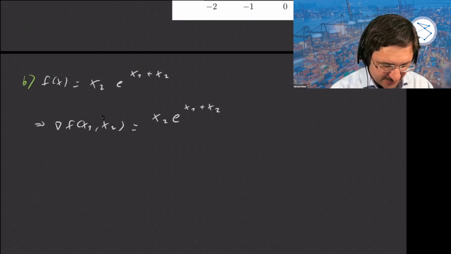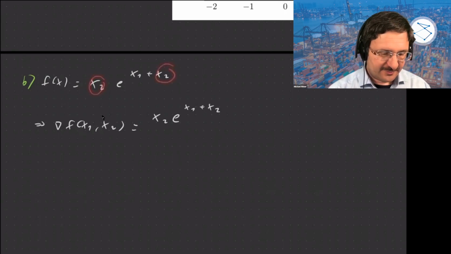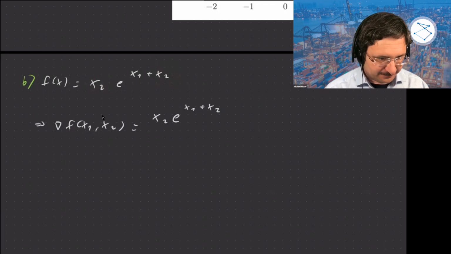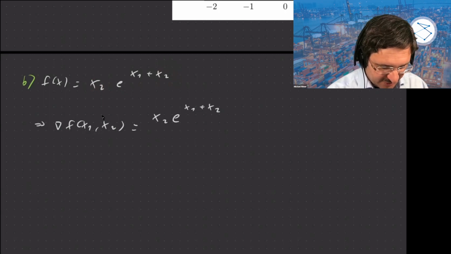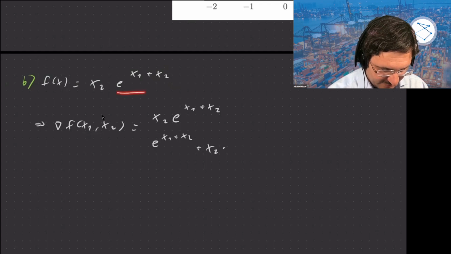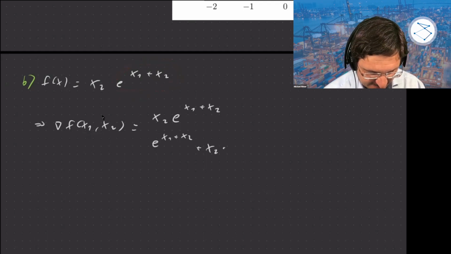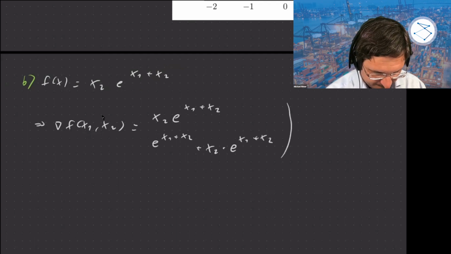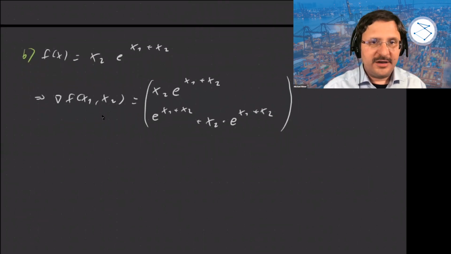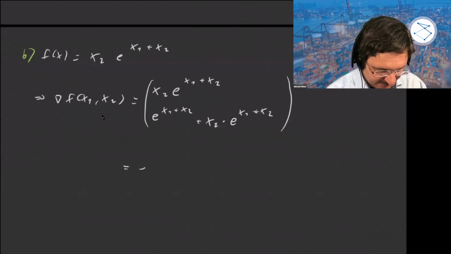And x2 appears here and here. So we have to use product rule. And that means if we first differentiate with respect to this factor here, we get e to the x1 plus x2, and then plus x2 times, and now we differentiate this factor here for x2. That's simply e to the x1 plus x2. So you can see that we can extract that factor e to the x1 plus x2.